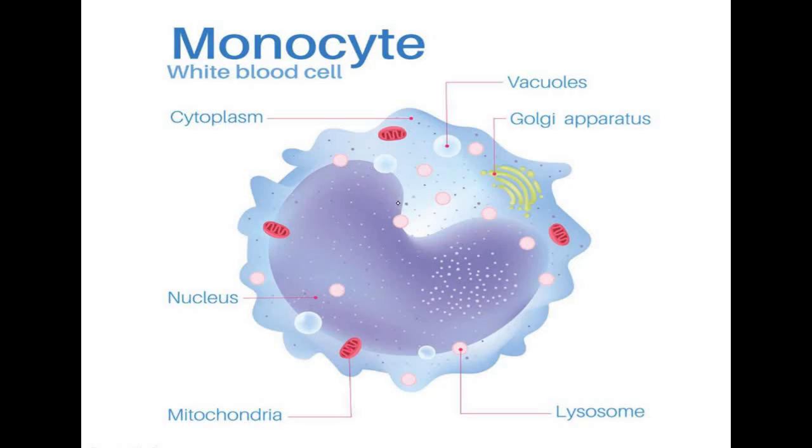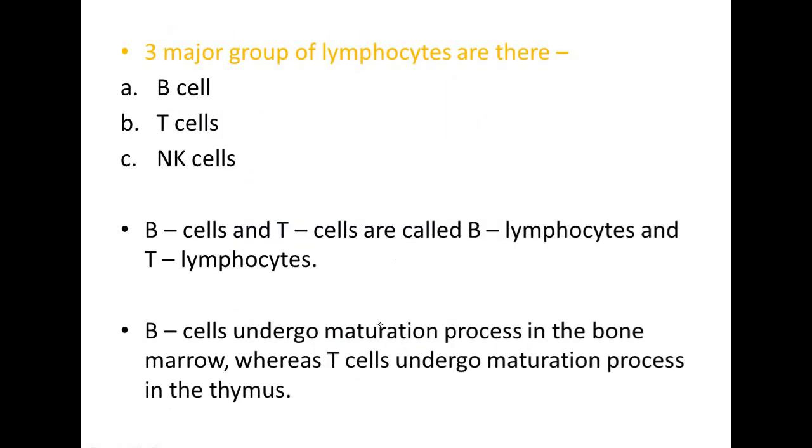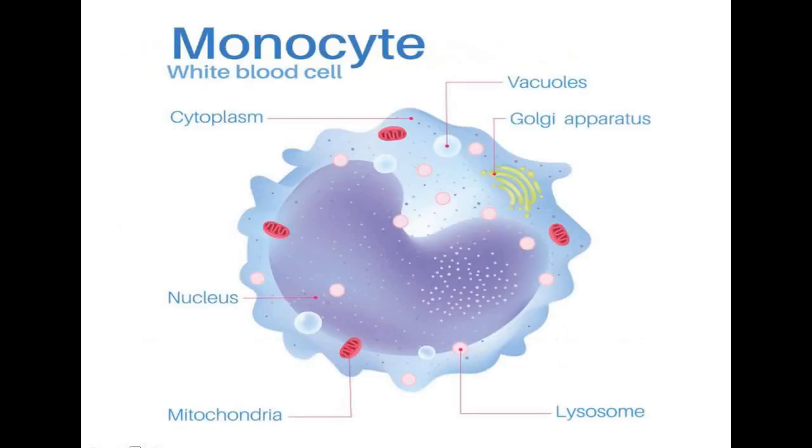The nucleus is not rounded, it is kind of bilobed. And this one is the nucleus, mitochondria, lysosome, vacuole, Golgi apparatus, cytoplasm.